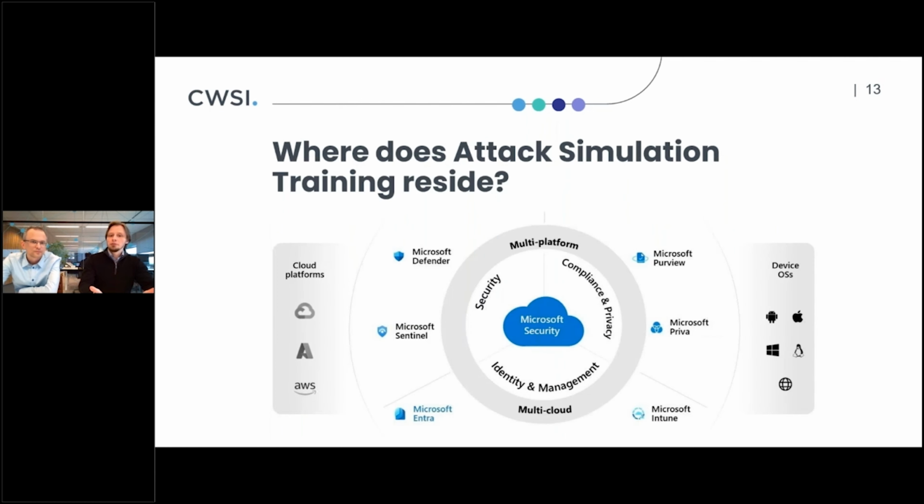So today we will talk about the attack simulation training platform from Microsoft. And that is a part of one of the many different security solutions that Microsoft provides. And here we have an overview of the different solution areas that Microsoft has. And attack simulation training is part of Microsoft Defender, more precisely Microsoft Defender for Office 365 P2.